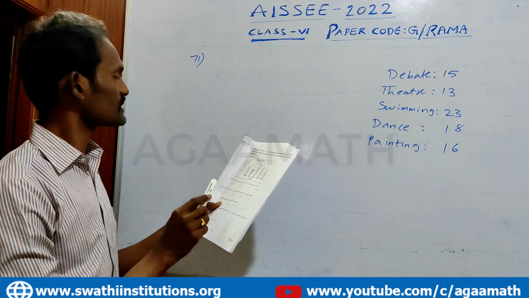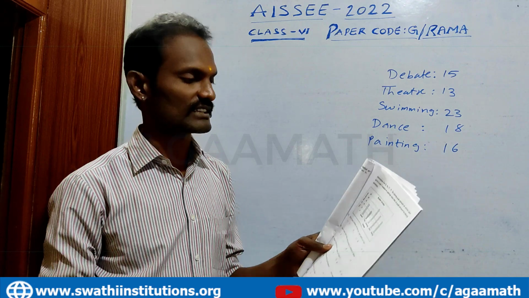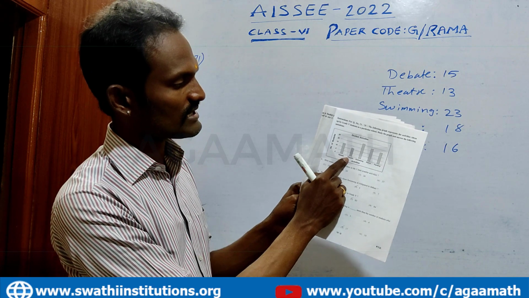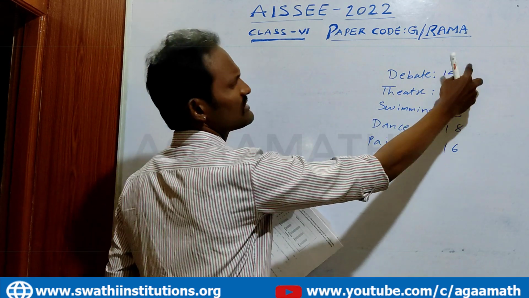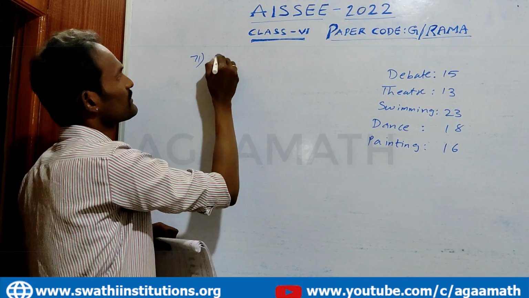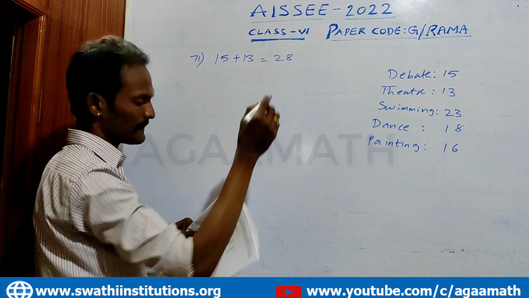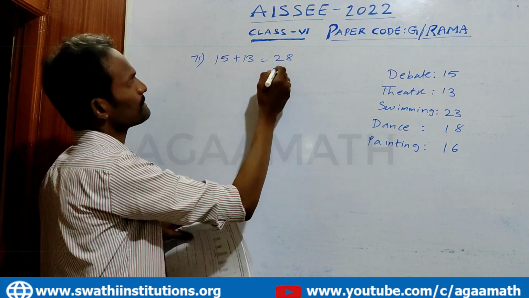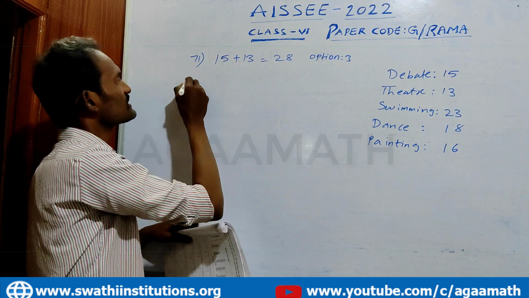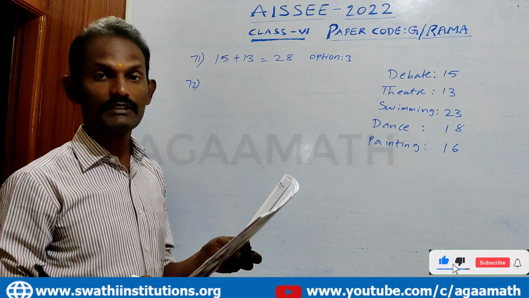And now coming to question number 71, how many students were there in the two least popular activities? Least popular means the smaller values. So theatre is the least, and the next least is debate. So these are the two least values. How many are the total? Debate and theatre, that means 15 plus 13, which equals 28. So that is option 3.